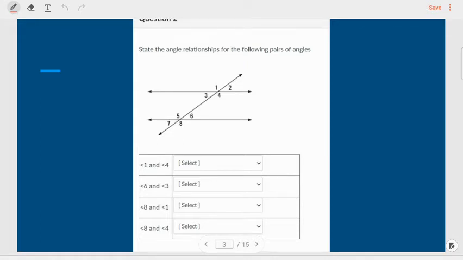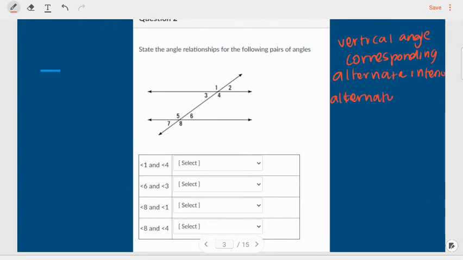So that's what I was saying with the vertical angles and the corresponding angles. Here is our list. So we have vertical angles, corresponding angles, alternate interior angles, and alternate exterior. And I'm going to eliminate, we talked about same side, I'm going to eliminate those. I just want to focus on these 4 right here.